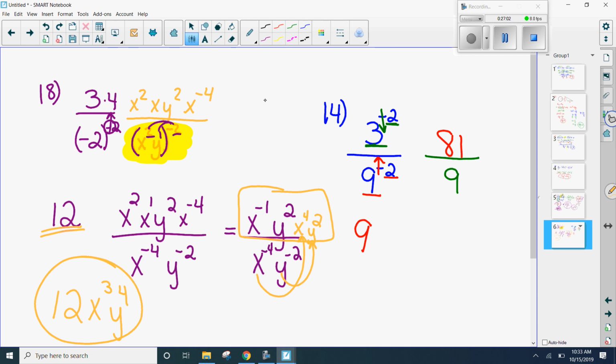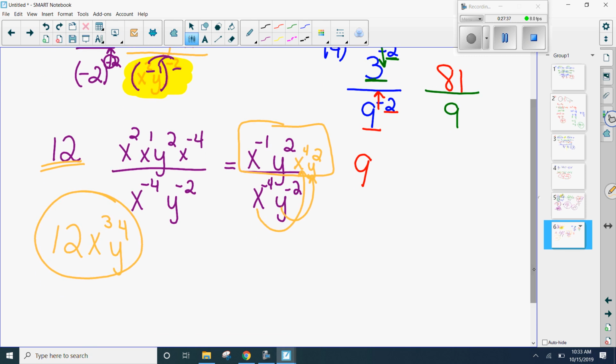I did not finish 14. I just gave you what the number part was. What's the x exponent going to be in the numerator? We took care of the numbers, correct? Yeah. So number 14, now we need to look at the variables.